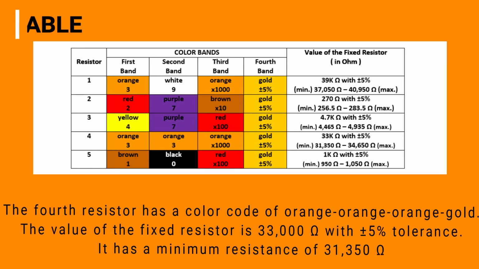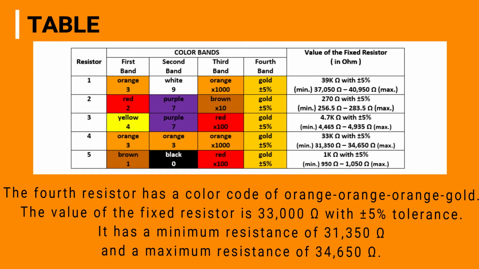The fourth resistor has a color code of orange, orange, orange, gold. The value of the fixed resistor is 33,000 with 5% tolerance. It has a minimum resistance of 31,350 and a maximum resistance of 34,650.